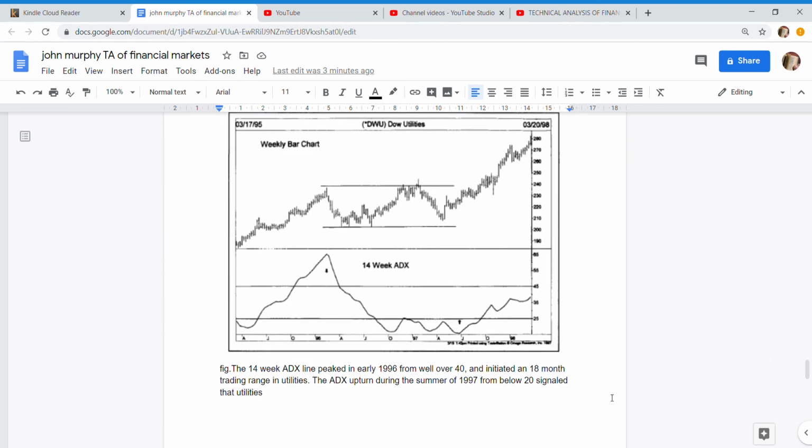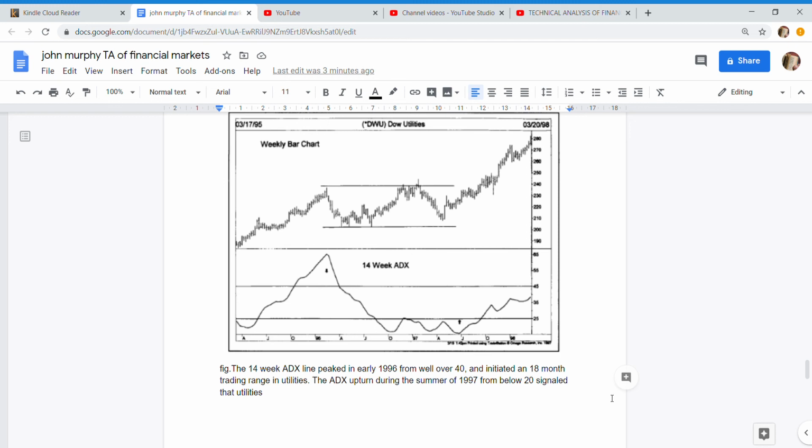The 14-week ADX line peaked in early 1996 from well over 40 and initiated an 18-month trading range in utilities. The ADX upturn during the summer of 1997 from below 20 signaled that utilities were trending again.